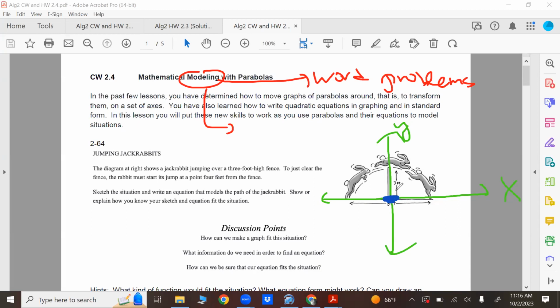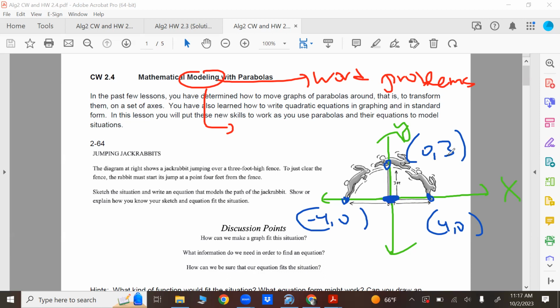Now, if you think about it, let's label these points here. Give me the coordinates of each of those points. (-4, 0). Good. (4, 0). Perfect. Thank you, Jack. Does that make sense, how I got those? Because obviously it hits a height of 3, so it should be (0, 3), right? And I put the y-axis at the fence.